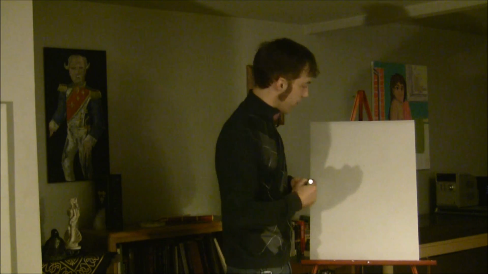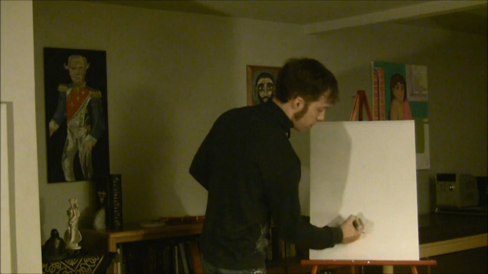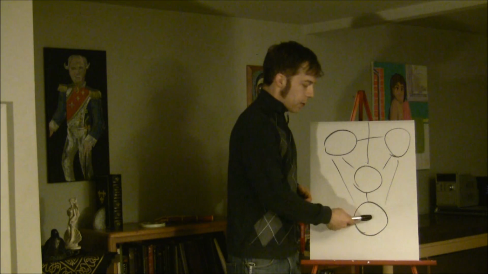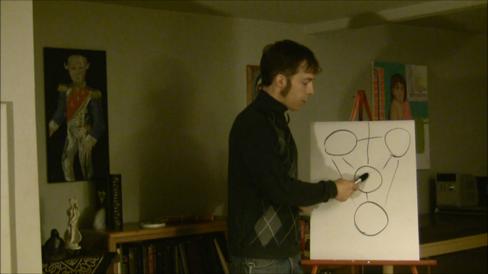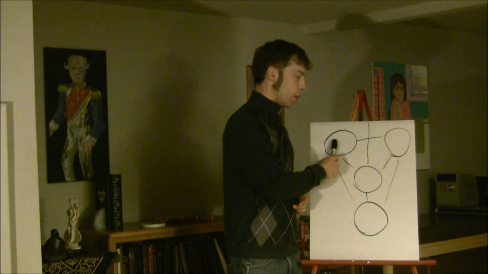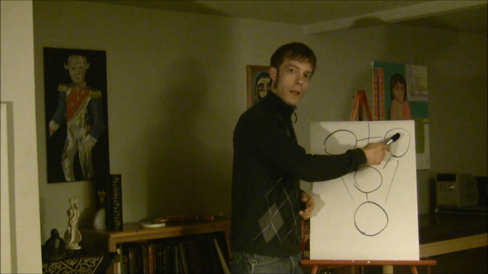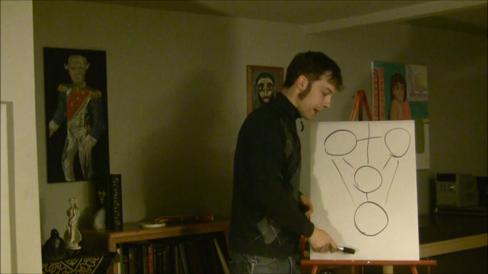The 4 grades are also correlated to the bottom 4 spheres of the Tree of Life. Okay? So we have Malkuth, or the Earth, we have Yesod, the sphere of the Moon, we have Hod, the sphere of Mercury, and we have Netzach, the sphere of Venus.